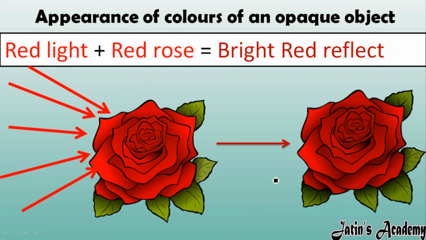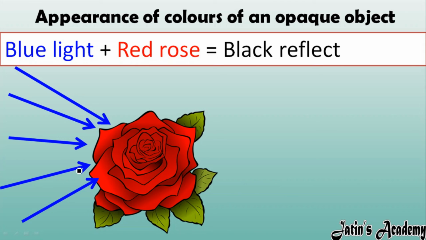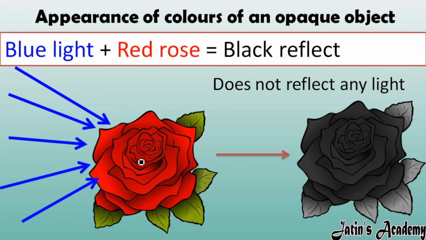Okay. Next, we have a red rose kept in blue light. As you can see, in blue light only blue color is there, and no red color. If red color is not there in the light, then how will this flower reflect red? So the full blue light is absorbed by the red rose. After absorbing all the light radiation, we see the red rose as black. Why? Because it does not reflect back any color and absorbs all the light. And we have studied that whenever an object absorbs all the light radiations, we see that object as black.